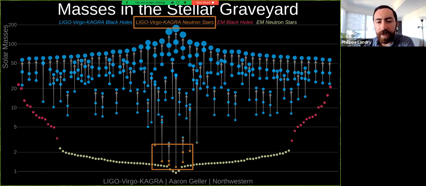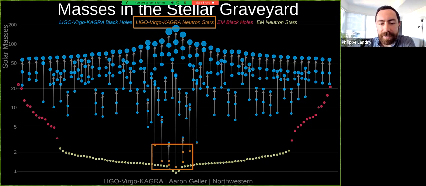Electromagnetically observed black holes and neutron stars are also shown here. But what I'm focusing on, the observations that are of particular interest to me, are these orange dots down at the bottom. Those are the neutron stars that we've seen in gravitational waves. There are 2 binary neutron star mergers observed to date. There are 2 confident neutron star black hole mergers observed to date.